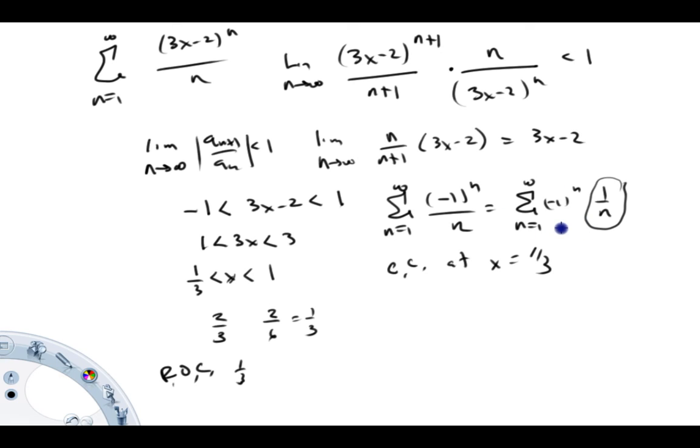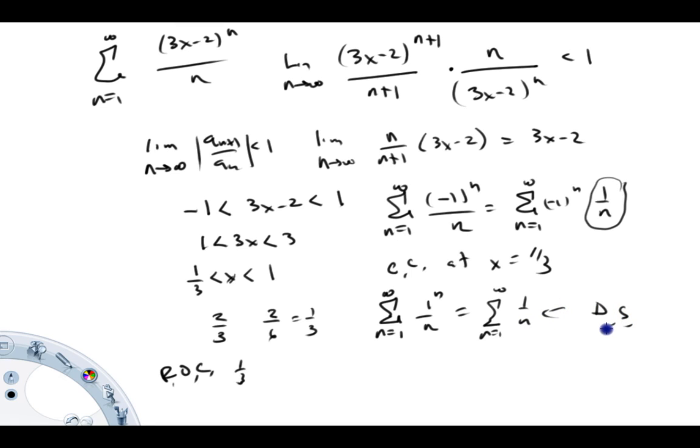Next thing to do is we've got to look at the other endpoint, the right-hand endpoint, where 3x minus 2 is equal to 1. At that point, our series looks like the sum from n equals 1 to infinity of 1 to the n over n. And 1 to the n is just 1. So this is the sum, I can write that a little better, the sum from n equals 1 to infinity of 1 over n. And this is a divergent series.